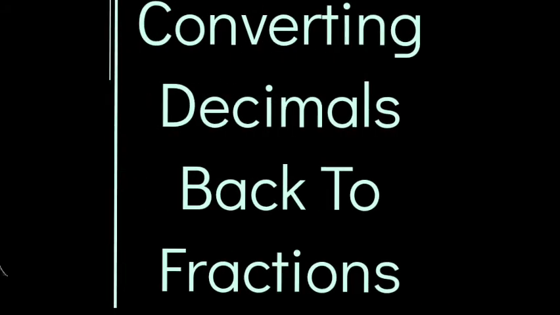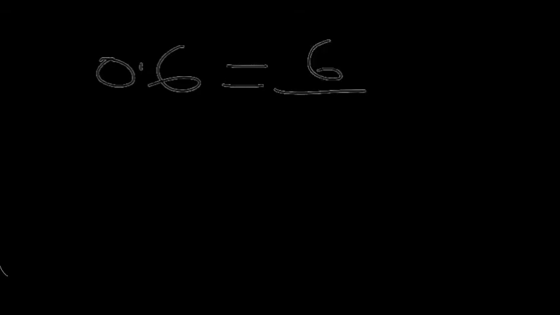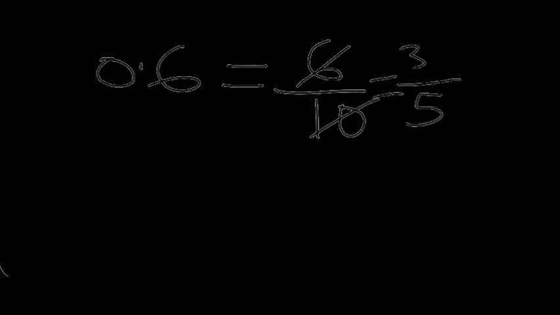How do you convert decimals back to fractions? Let's see an example. For example, you have 0.6, a decimal fraction. To do this, you base the number over 10 depending on the number of decimal places. You have one decimal place, that is one digit after the point, therefore it's going to be 6 over 10, a multiple of 10. Reduce this: 2 here 3, 2 here 5, so you have 3 over 5.